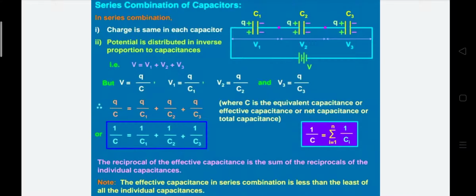Across the capacitor C1, potential is V1. Across the capacitor C2, potential is V2. Across the capacitor C3, potential is V3. The sum of all these individual potentials V1, V2, V3 is equal to the net potential difference applied across the arrangement. So V equal to V1 plus V2 plus V3.